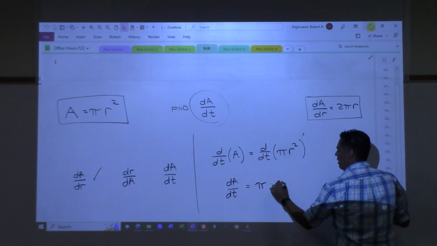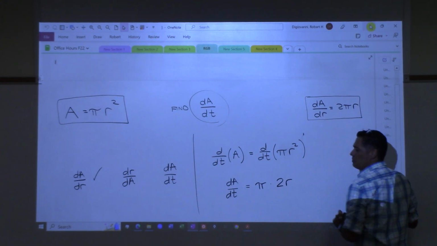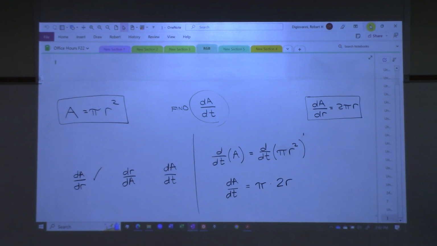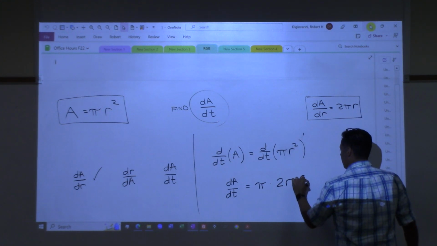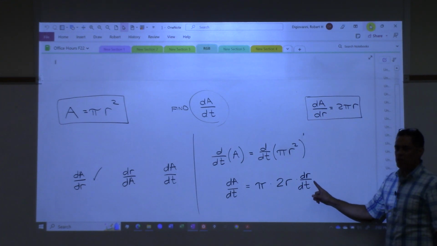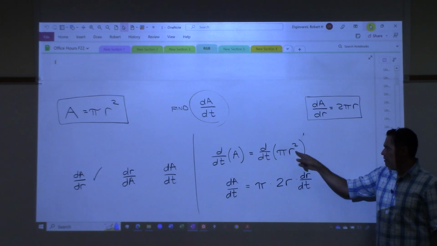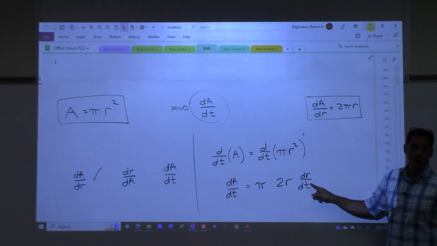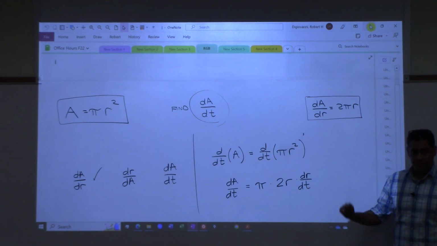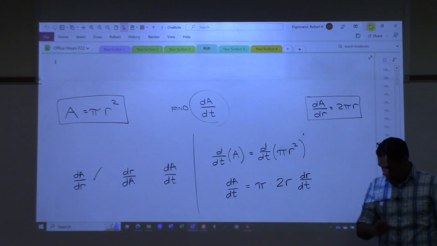Equals, now the pi comes. Derivative of r squared is 2r. But we're not done. We have the chain rule here. 2r, and then the derivative of r with respect to t is not 1. It's dr/dt. So then would you have to go find the derivative there?